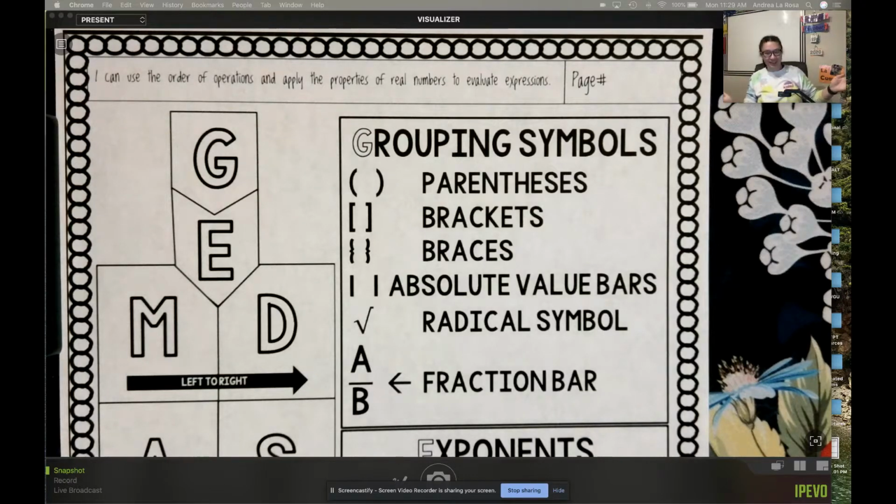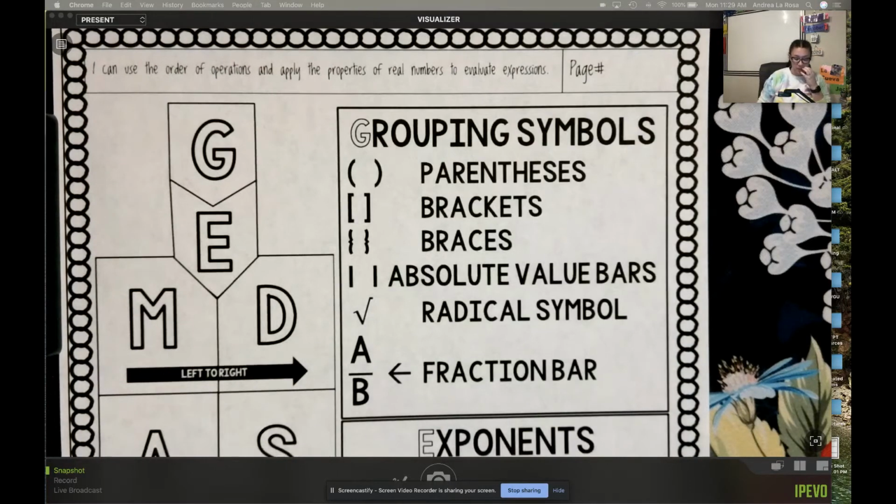I hope you're good because we're going to be learning some math today. So, we're going to review order of operations. The method, the phrasing that I'm going to be using is GEMDAS.